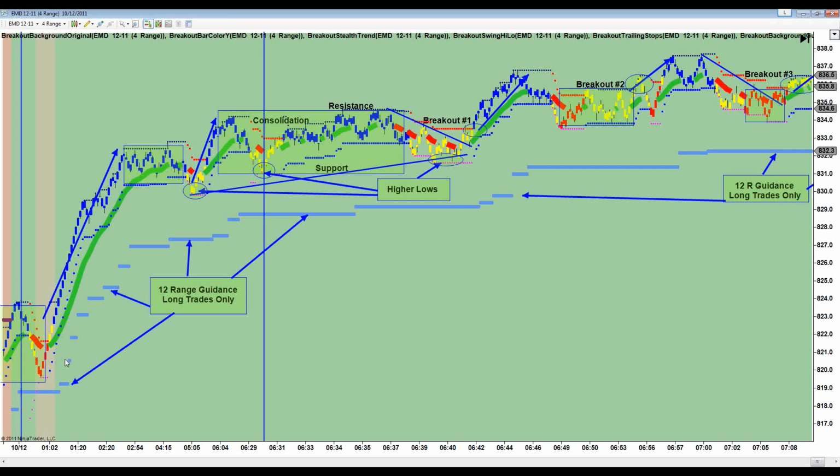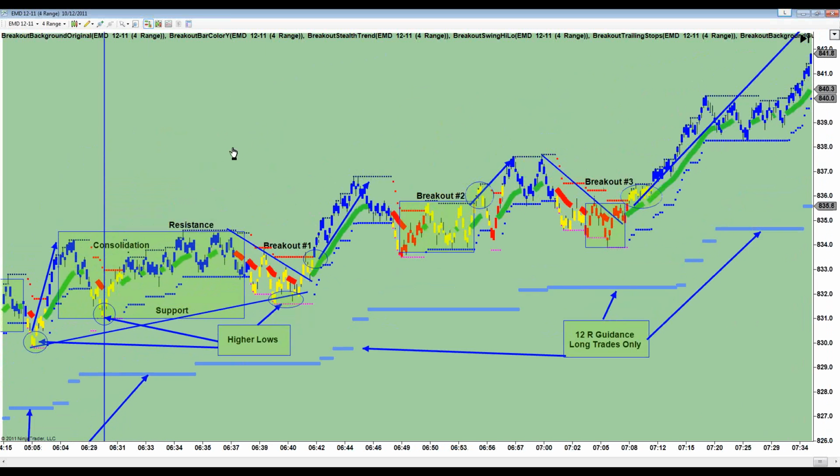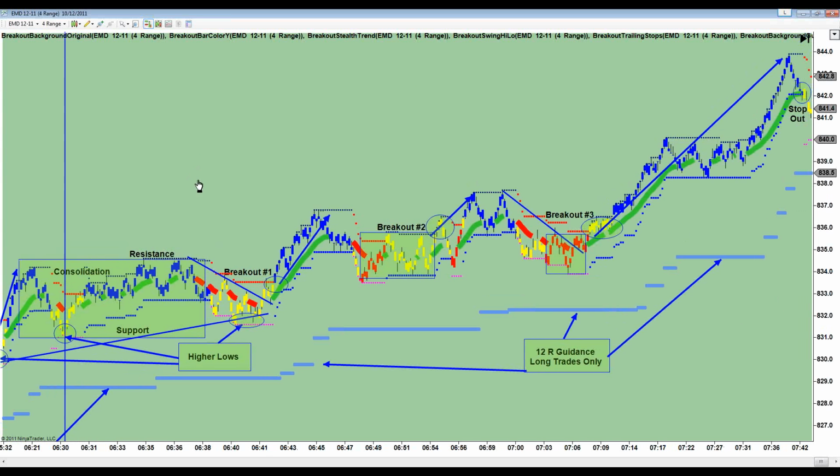So in summary, coming into the open, we were watching this consolidation patch. Our 12 range guidance dots were long. This is from the Pro package. This is telling us we wanted to only look for long trades, right? We're only looking for long trades here. Now let's examine what happened right around the open. Here's the open of the market right here, 6:30 Pacific.